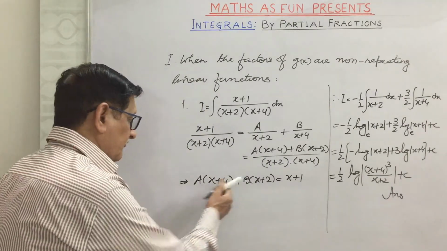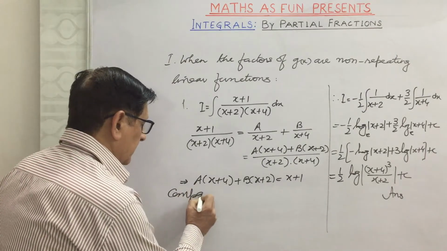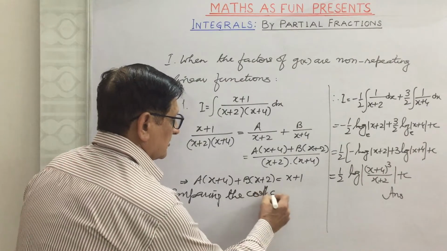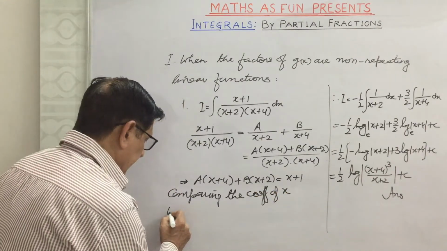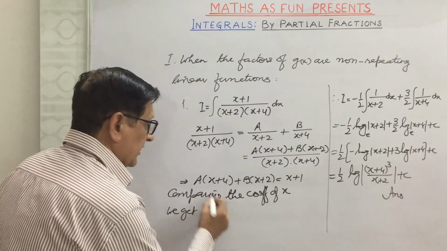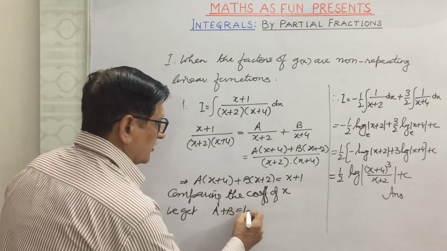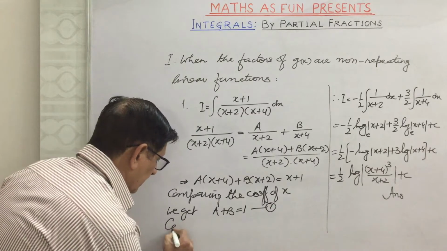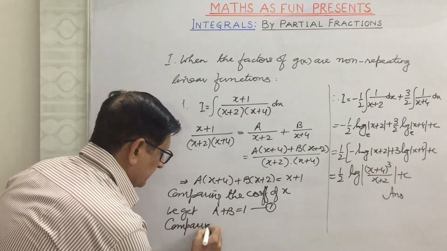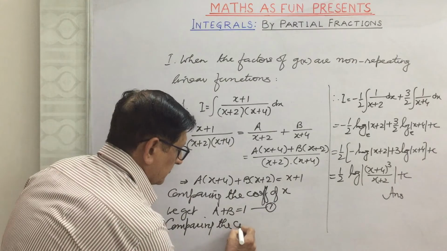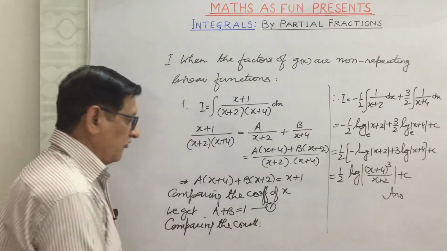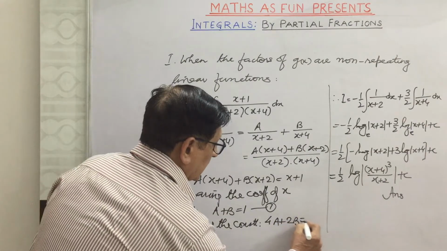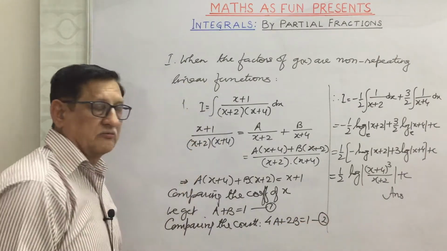Comparing the coefficients of x, we get a plus b equal to 1. This becomes our first equation. And comparing the constants, we will get here 4a plus 2b equal to 1. This is our second equation.